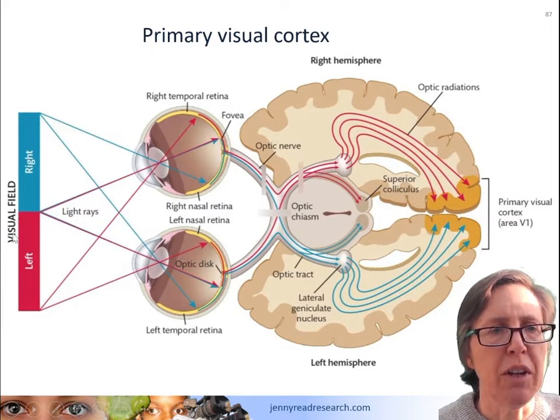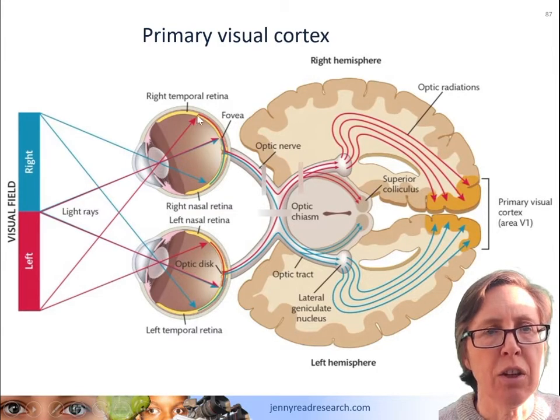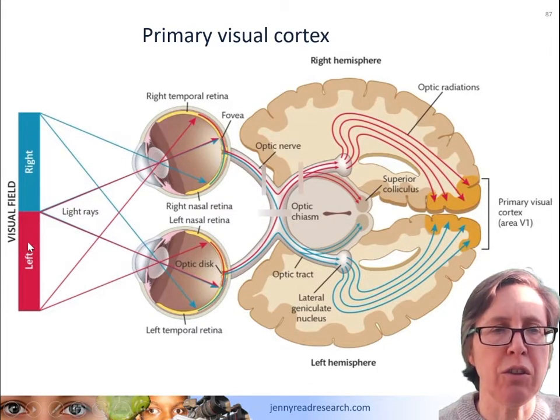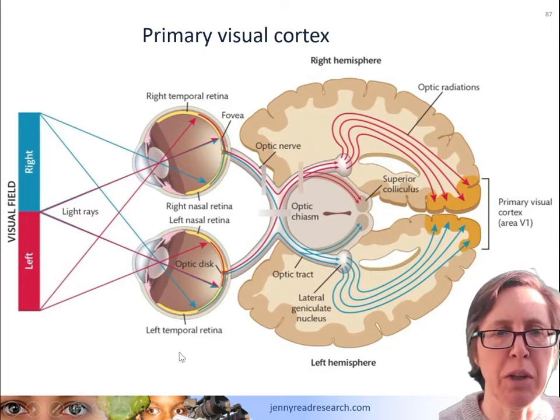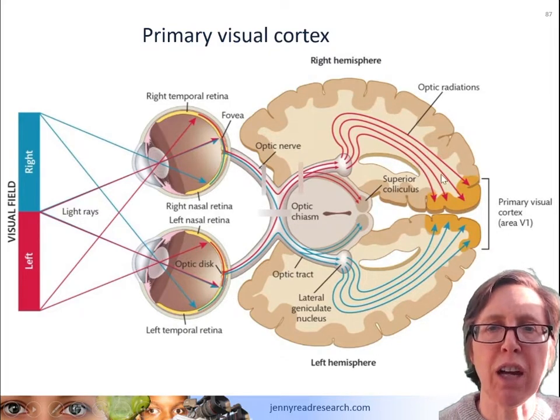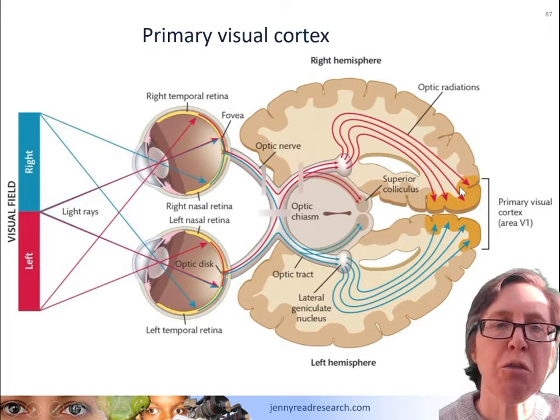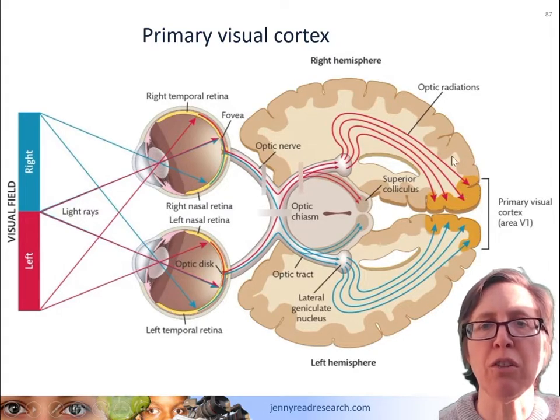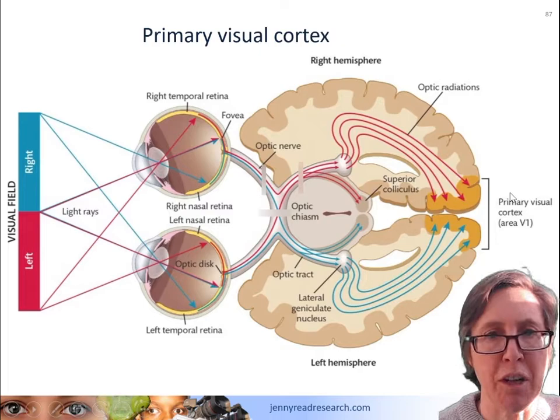Here's the visual field, and they've divided it into left and right. Notice that the right eye can see part of the left visual field as well as the right visual field, and similarly for the left eye. And input from the two eyes is segregated so that information from the left visual field ends up in primary visual cortex in the right hemisphere of the brain.